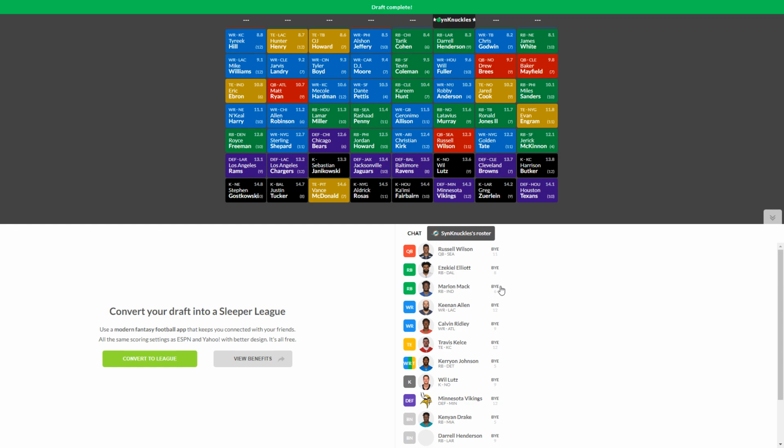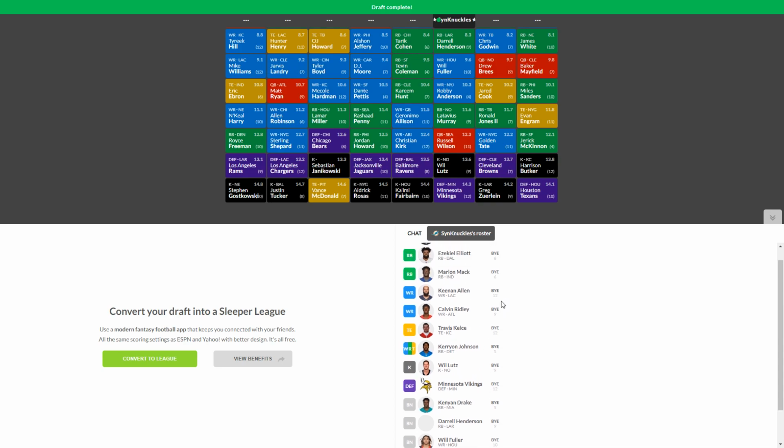So at the end of the draft, we finished with Russell Wilson, Ezekiel Elliott, Marlon Mack, Keenan Allen, Calvin Ridley, Travis Kelce, Kerryon Johnson, Will Lutz, and Minnesota Vikings filled our lineup. Remember, that defense could be flipped with anyone, same with the kicker. And then for our bench, we got Kenyon Drake, Darrell Henderson, Will Fuller, high upside, Robbie Anderson, high upside, and a safe Latavius Murray.